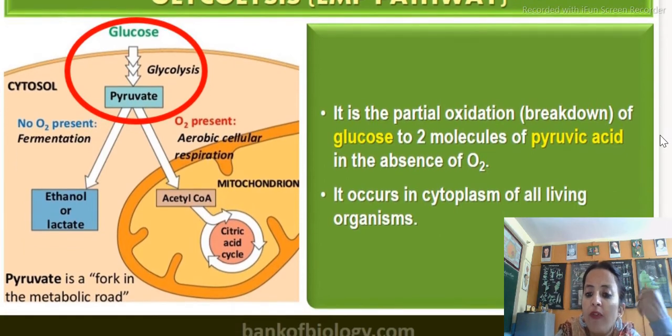Now the question arises, ma'am, where does it occur? We all know that we are formed of cells. Cells contain cytoplasm. So glycolysis occurs in the cytoplasm of all living cells. Clear?